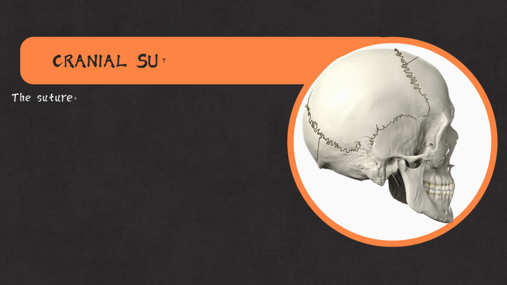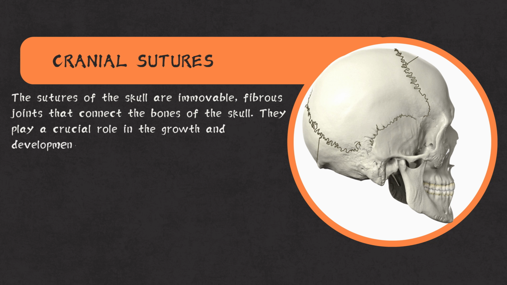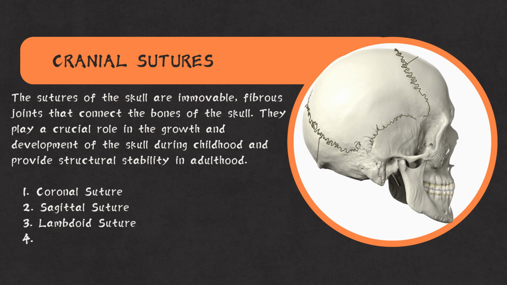Cranial sutures. The sutures of the skull are immovable, fibrous joints that connect the bones of the skull. They play a crucial role in the growth and development of the skull during childhood and provide structural stability in adulthood. There are 4 sutures in the cranium. First, coronal suture. Second, sagittal suture. Third, lambdoid suture. Fourth, squamous sutures.